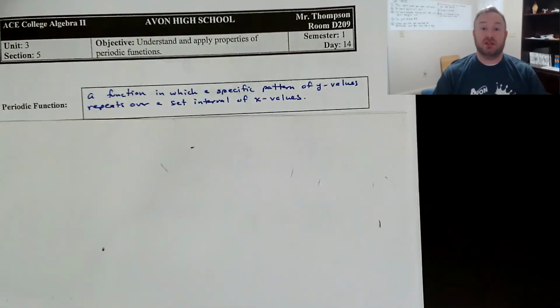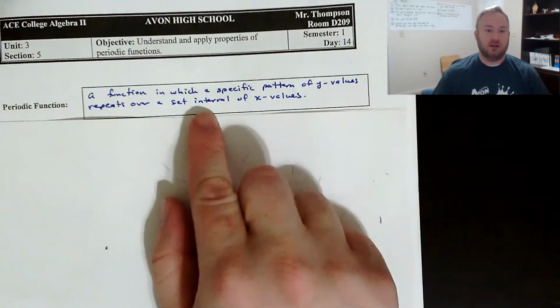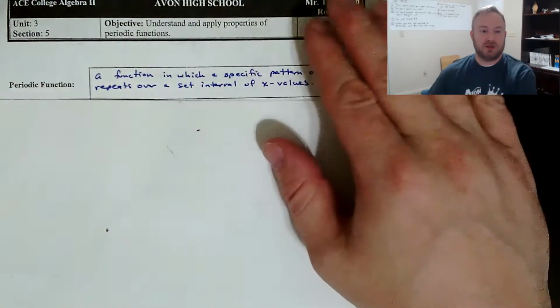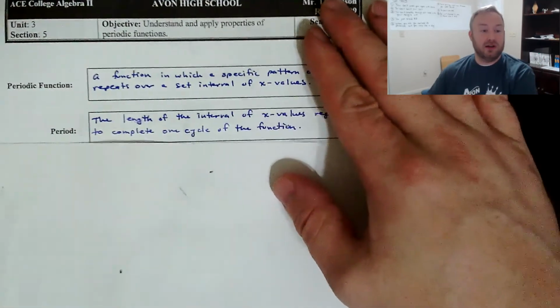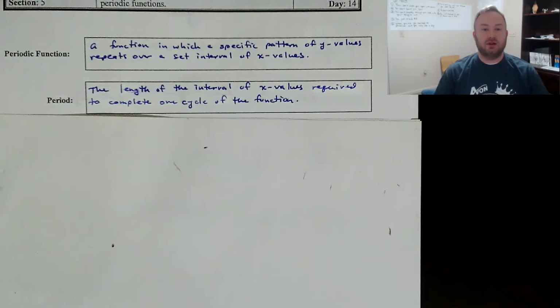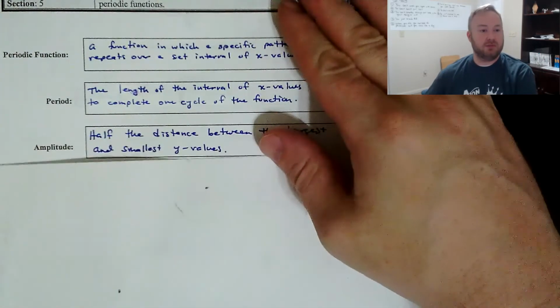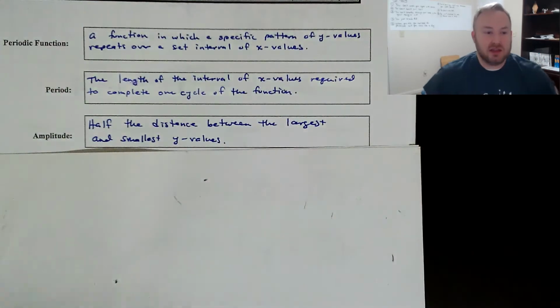And hopefully going through and seeing some of those and talking about the pattern of y values helps you understand a little bit what I'm talking about here. If you need to pause that to write it down, that's great. For period, that is the length of the interval of x values, or on the x-axis, required to complete one cycle. And again, since we've seen some examples, hopefully that makes a little more sense to you now than it would have if I'd just given you that definition in the very beginning. Okay, and finally for amplitude, that is half the distance between the largest and smallest y values.